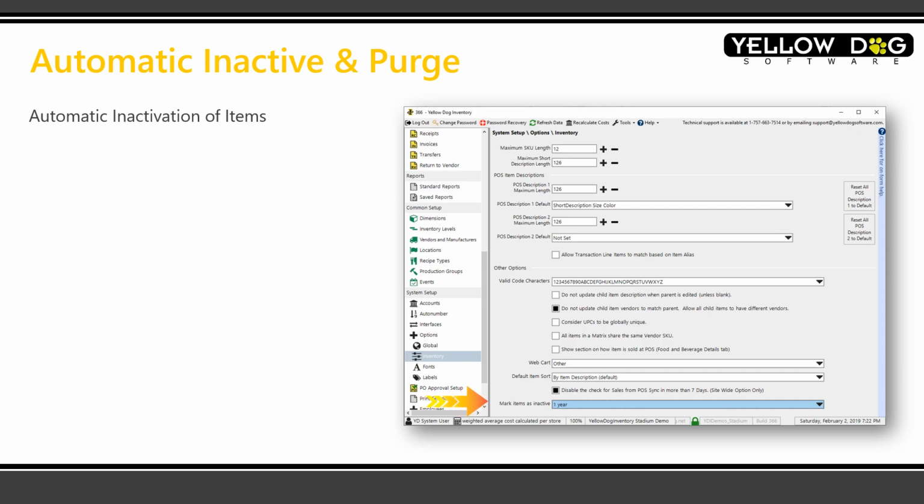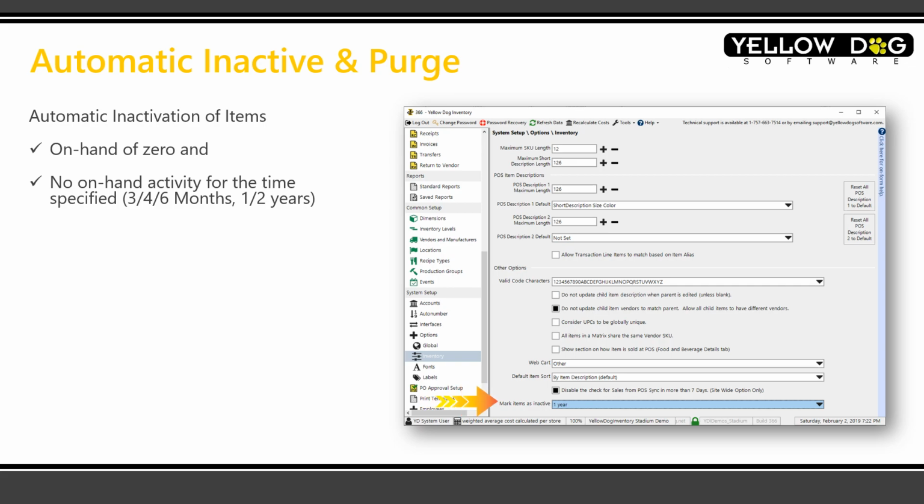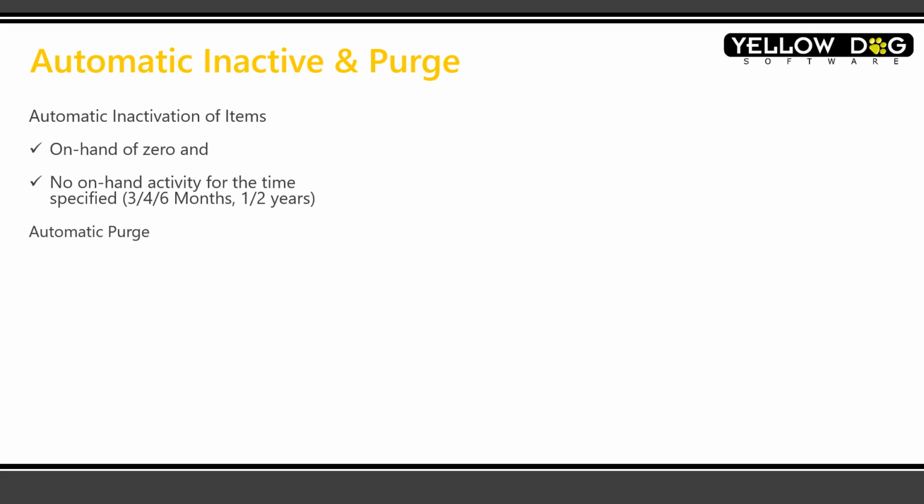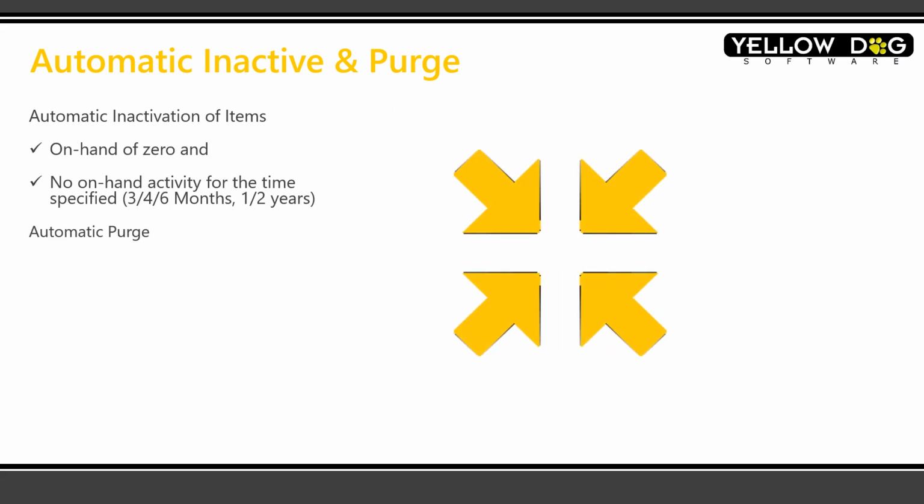Next up, automatic inactive items and purging of transactions. So the automatic inactivation of items allows you to automatically have items be inactivated, provided they have an on-hand of 0, and then you can designate what's the activity period that they need to meet, meaning they've had no activity, either for 3, 4, or 6 months, or maybe 1 or up to 2 years. There's also an automatic purge that we've added. And this is meant to remove outdated transactions from your system, as well as any items you've removed or inactivated.